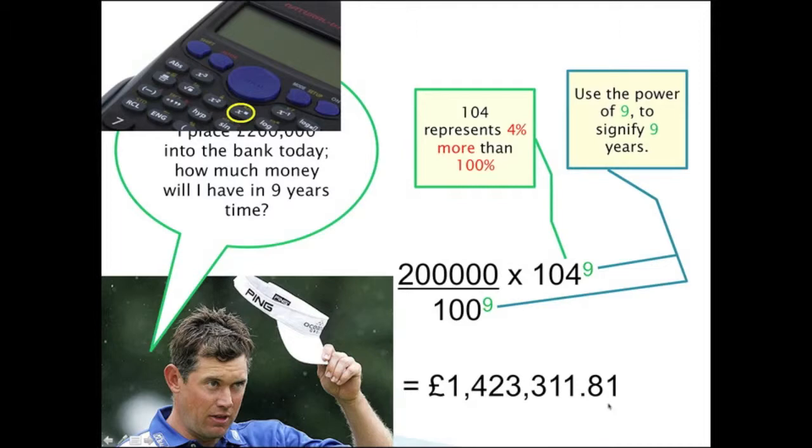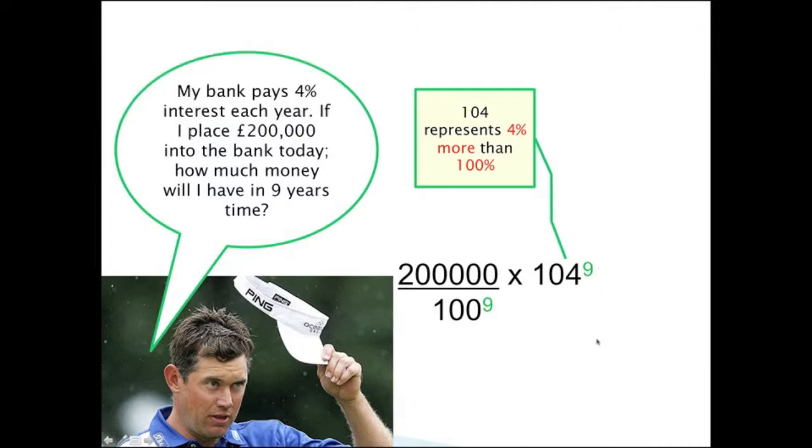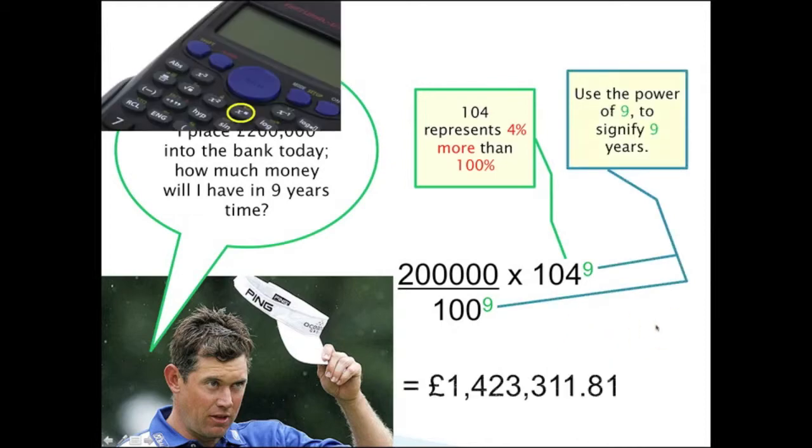You'll find that 2 decimal places may not be on your calculator screen, but of course, whenever we're dealing with money, always round your answer to 2 decimal places. Now that is a lot of money, considering he started off with only £200,000, 9 years ago.